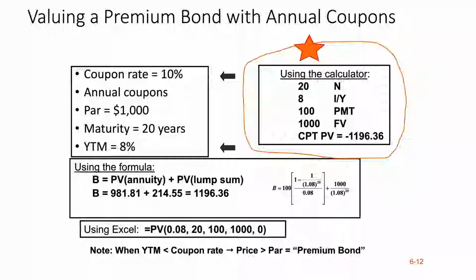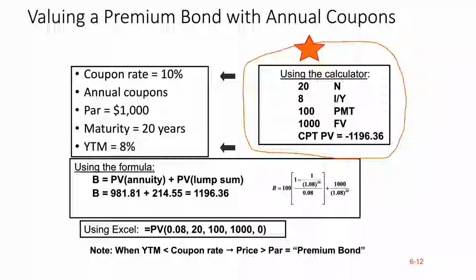Now here the price of the bond is more than $1,000, more than the par value. So we call this bond a premium bond. Why do you pay a premium, more than $1,000? Because the current market rate of return for this bond is 8%, which is below the fixed coupon rate of 10%. Therefore, you pay a premium for this.